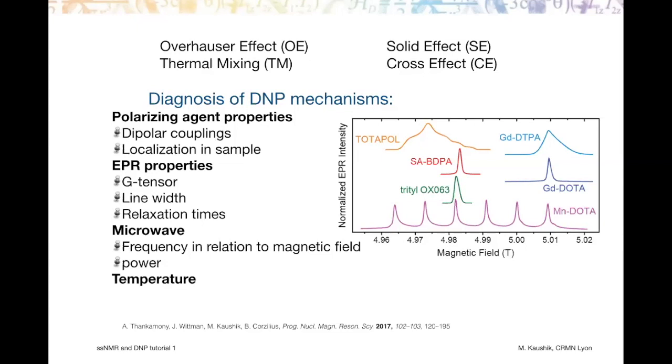Second is EPR properties that include g-tensor, line widths, and relaxation times. For example, here TOTAPOL has g anisotropy and therefore it has this broad EPR line. In comparison, BDPA and trityl have narrow EPR lines. The third factor is microwaves, its frequency and power. And the last one is temperature.